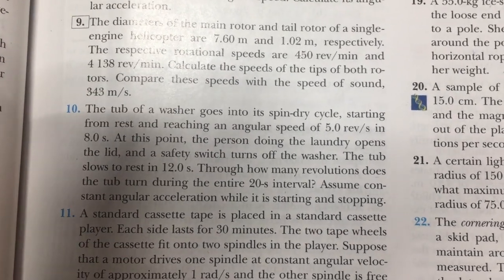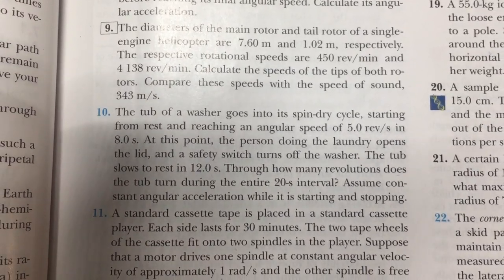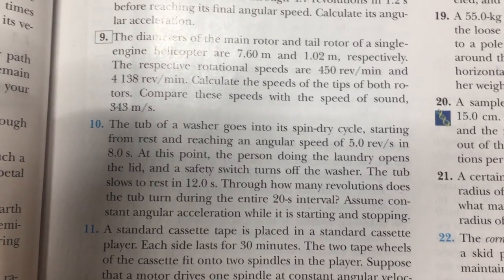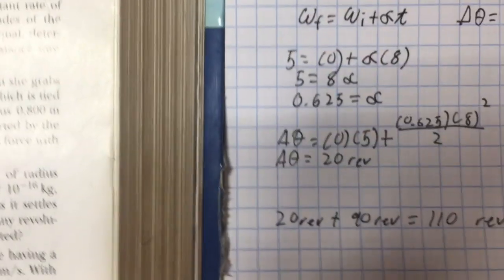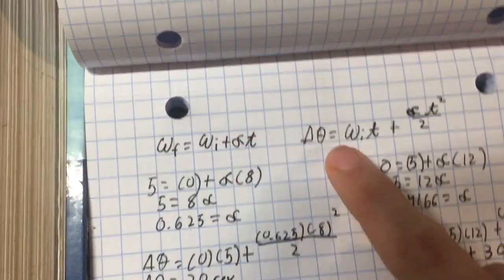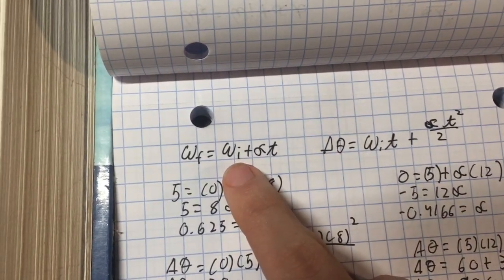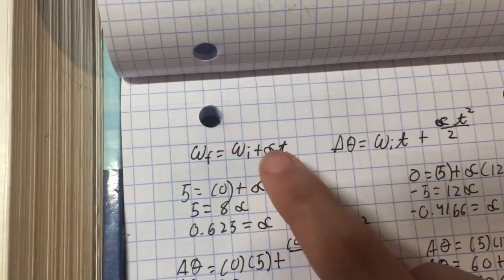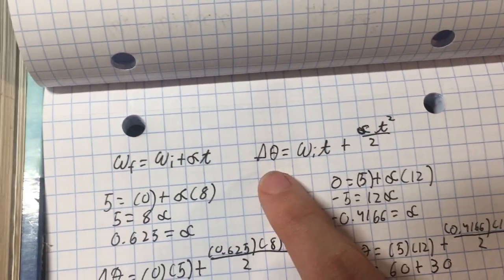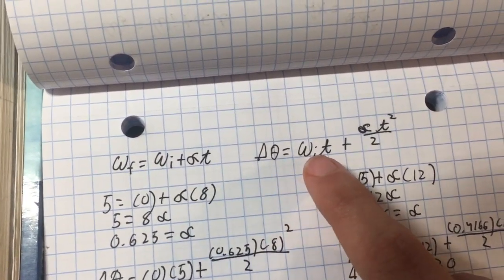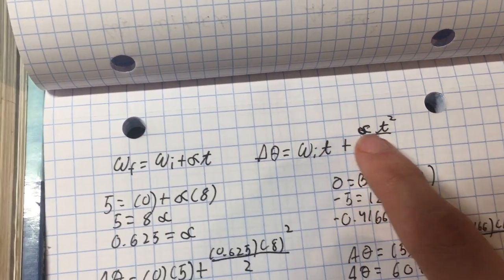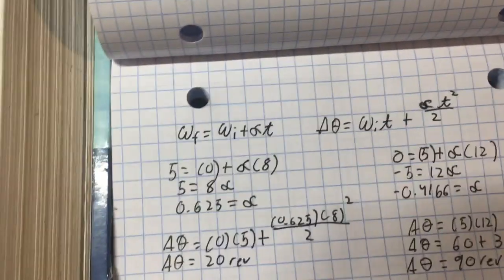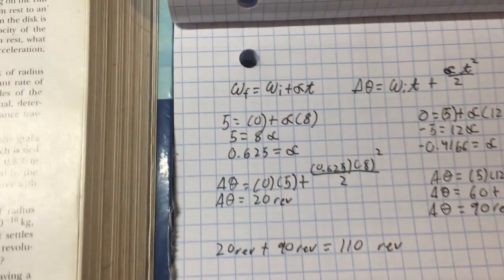So to solve this, you basically split the question up into two parts, when it's accelerating and when it's decelerating, and you can figure out the total distance by using these two kinematics equations. The final velocity is equal to initial velocity plus acceleration times time, and change in distance is equal to initial velocity times time plus acceleration times time squared over 2. So this whole part is the first part.